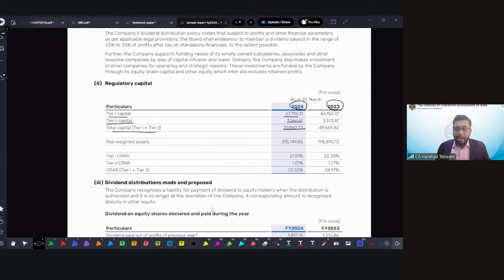Not only the capital part, but there are additional disclosures with respect to the NBFC related requirements or NBFC related norms or regulations. For example, I will show you.